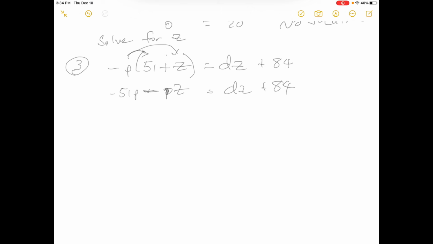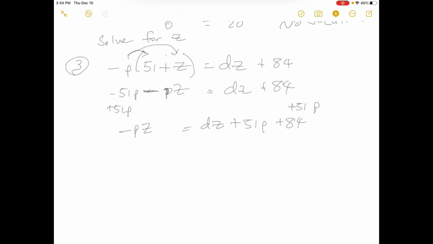I'm going to add 51p because it doesn't have z in it. We don't care about p, really. We don't really want to deal with it. We want it just to be gone over on the other side. So right now we have minus pz equals dz plus 51p plus 84.